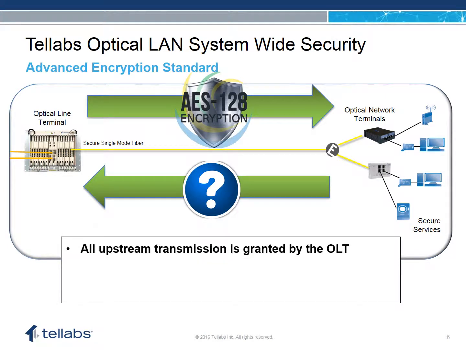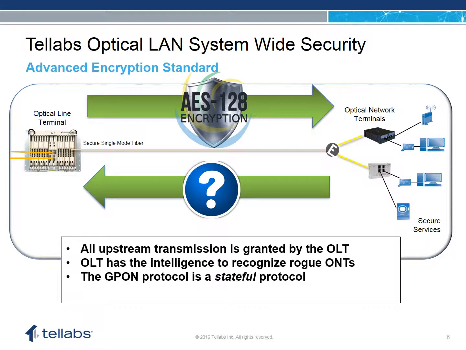All upstream transmissions from all ONTs are granted and orchestrated by the OLT. The OLT has the intelligence to recognize rogue or unexpected ONTs that have not been properly authenticated or authorized. The GPON protocol is a stateful protocol. Therefore, any interruption of communications will be deemed suspicious, and that ONT will be quarantined immediately. Simply stated, the OLT and its centralized intelligence are managing tens, if not thousands, of ONTs simultaneously, and only it can decipher the order of the upstream transmission from multiple ONTs.